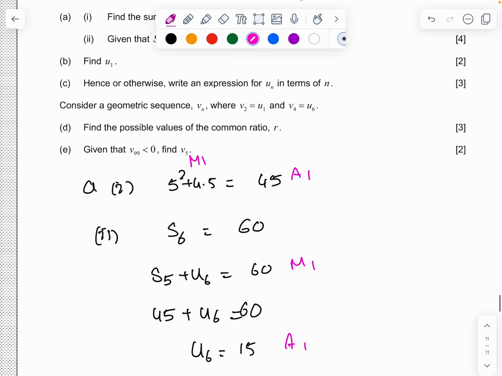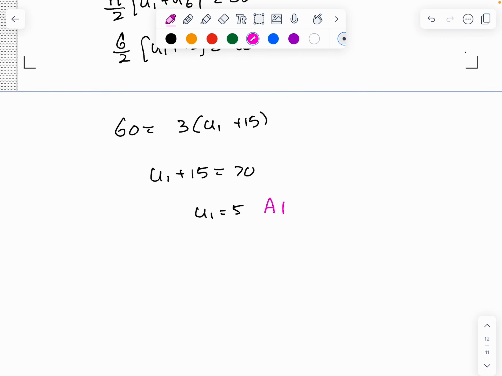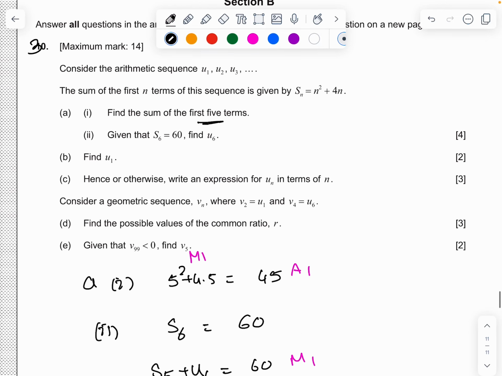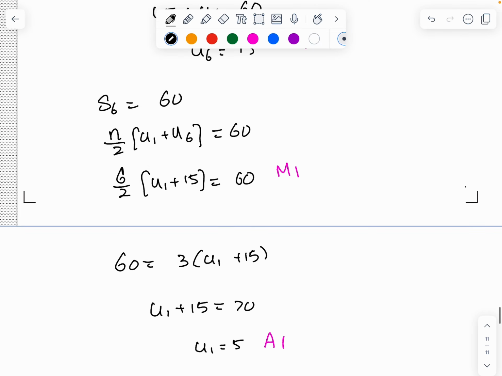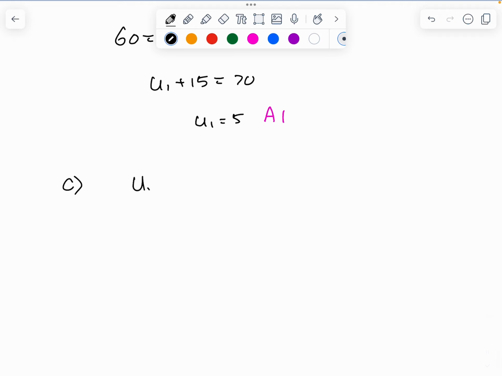Then, hence or otherwise, write an expression for Un in terms of n. This is question part C. A was done, B done. Now, part C. I want to get the general term for Un. Un can be written as nothing but the sum to n terms minus the sum to n minus 1 terms.